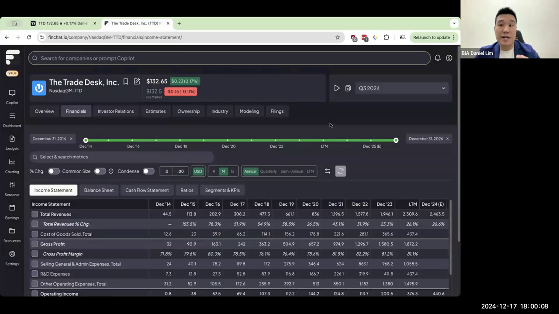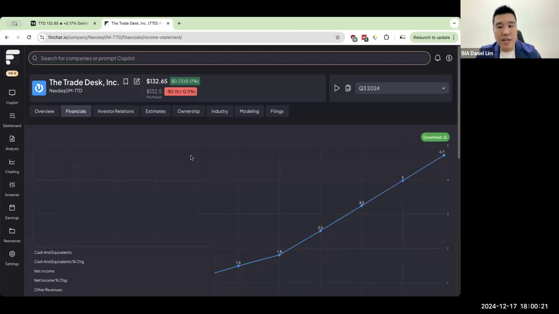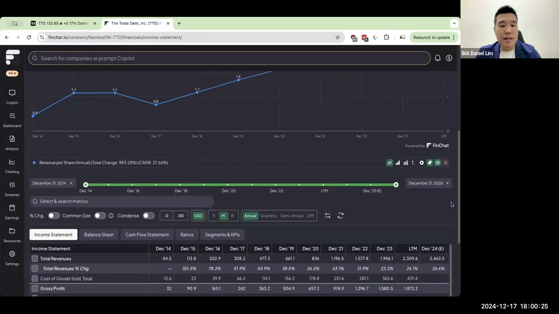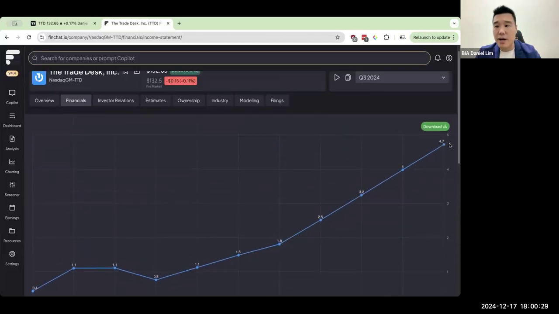Now, FinCheck, I already taught you guys where to register in my earlier videos. So you need to go to The Trade Desk and find revenue per share. Just go to select metrics here, pick revenue per share, and all you need to do is pick the latest number. The latest one is 4.7. You can see LTM 4.7.